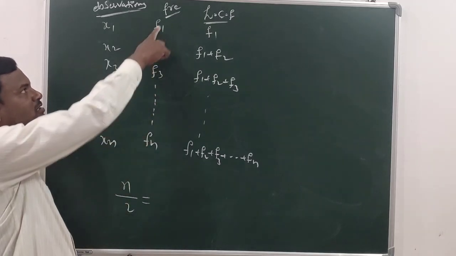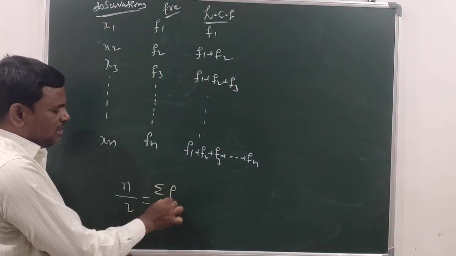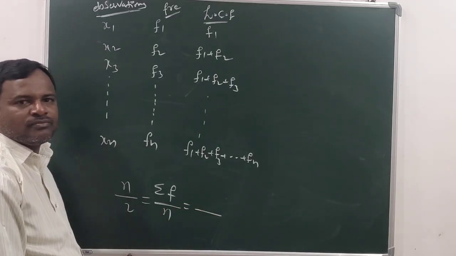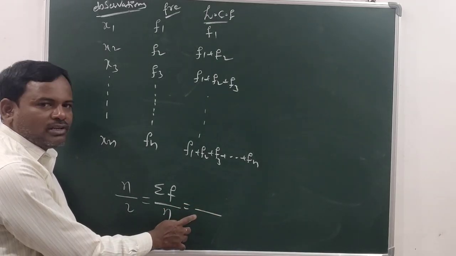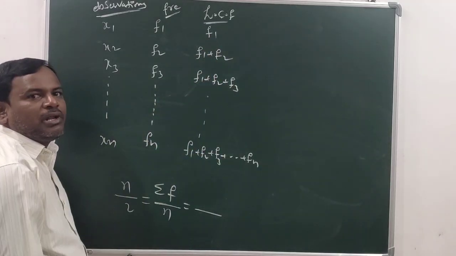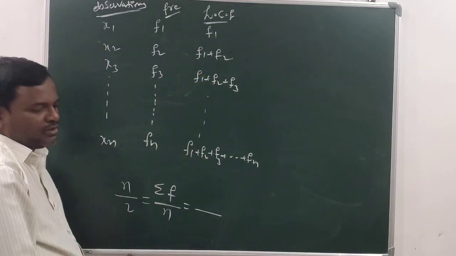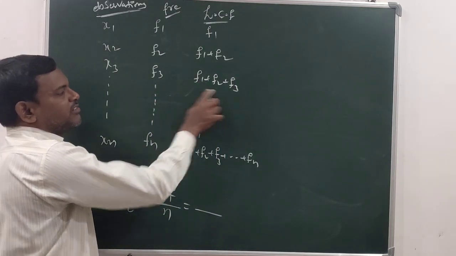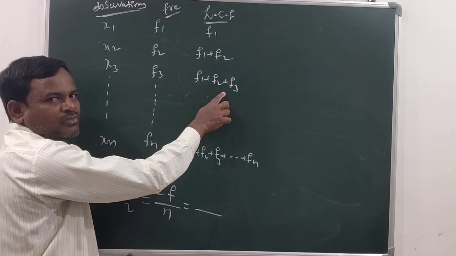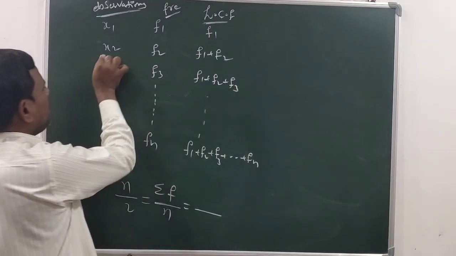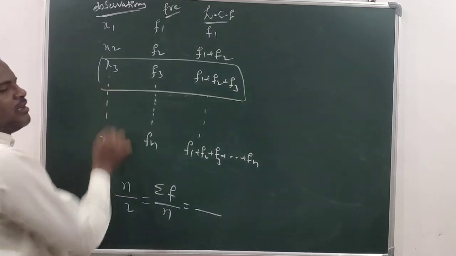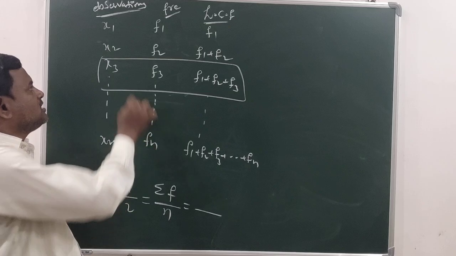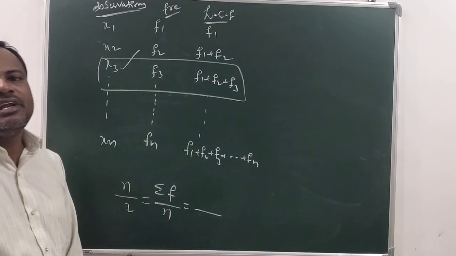N means what? Sum of all these frequencies, sigma f, that is n. You get one result. Where this result belongs, you have to check. Maybe this value may belong to this interval. So you have to highlight this class as the median class, and this observation is known as the median of the data.